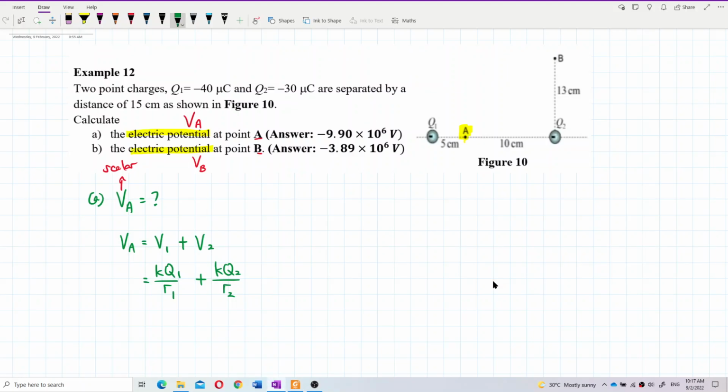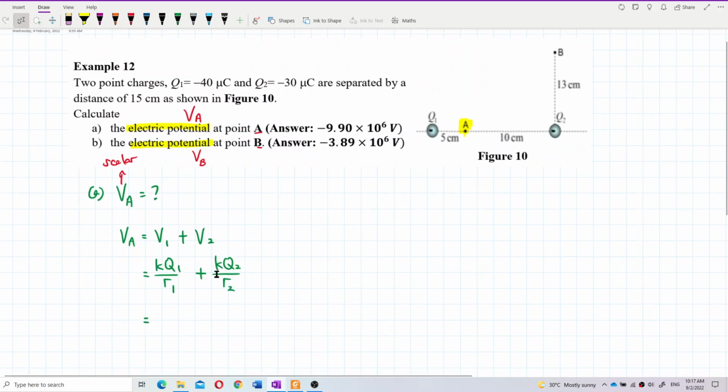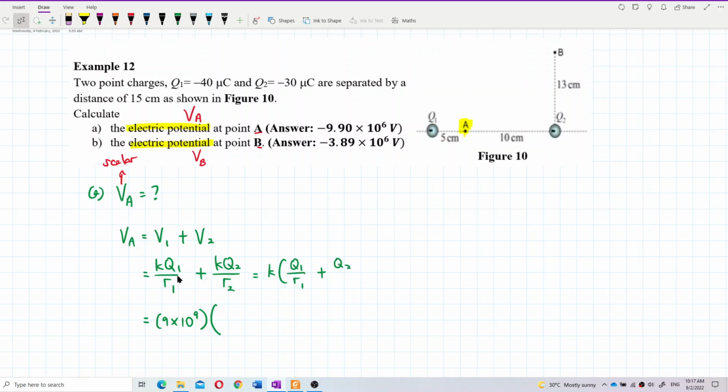So put in the value. K is repeated, so it is a common factor. You can factor out the K, 9 times 10 to the power 9, and inside becomes Q1 over R1 plus Q2 over R2. It seems simpler this way. So what is Q1? Q1 is negative 40 microcoulomb. Remember, potential is a scalar quantity, so if the charge has a negative sign, you must insert it.